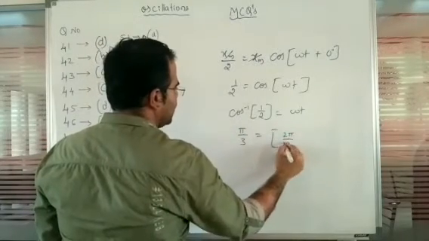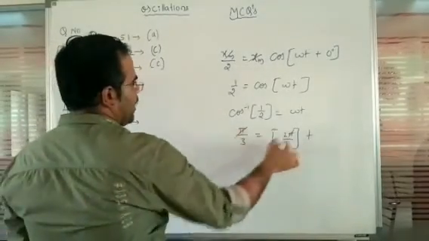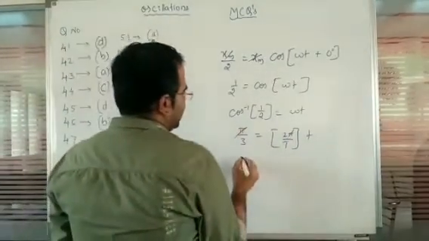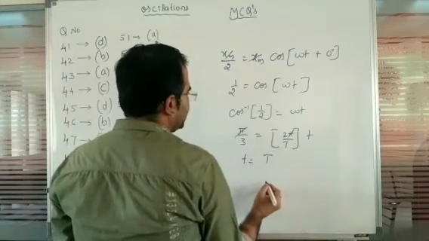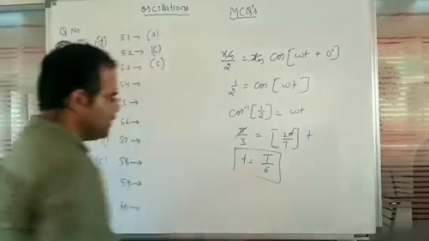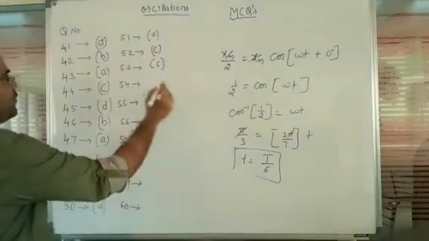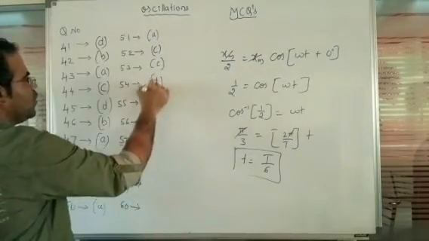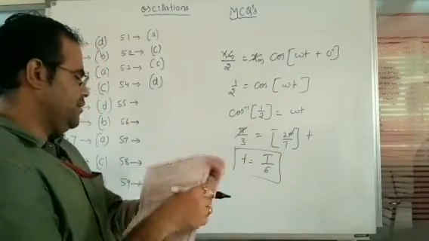Omega is 2 pi divided by capital T, multiplied by small t. Here pi gets cancelled, then we can observe small t is equal to capital T divided by 6. So this is the value, and the option is 4. For the 54th question, we have option D.